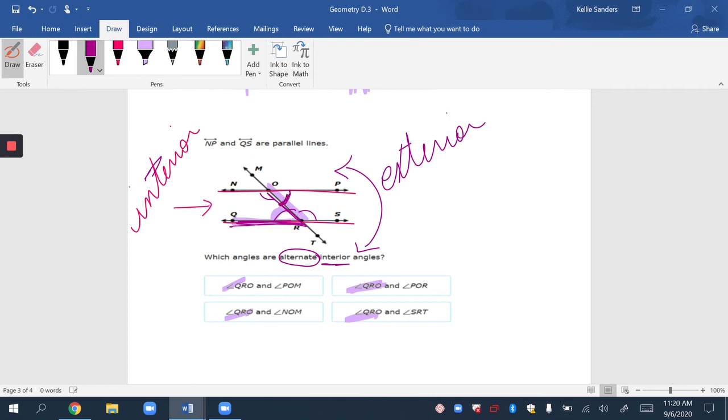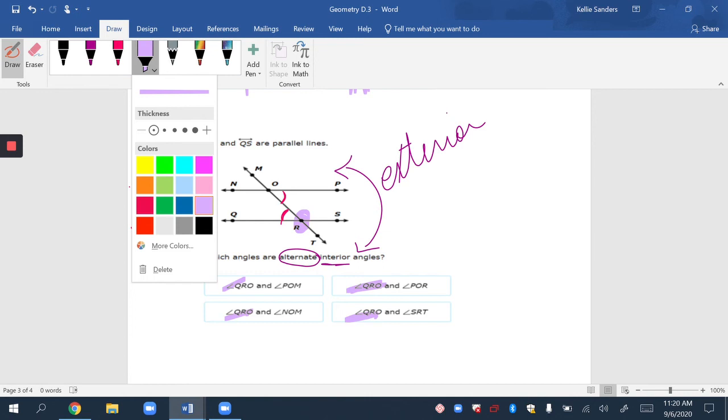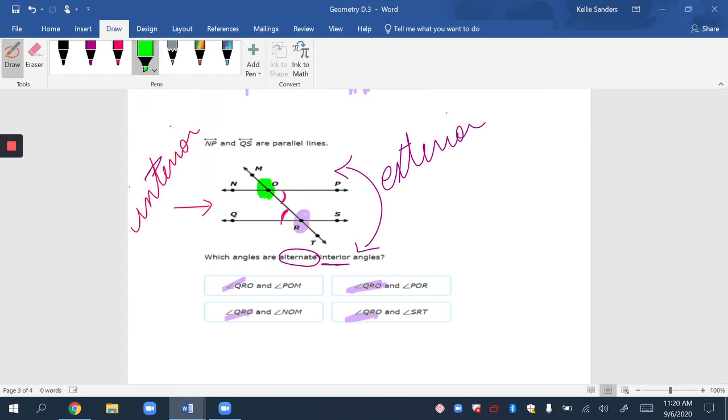So this angle right here, I'm going to erase everything now and start over. Here's QRO, and here's its opposite interior because it's in a different group and it's on the other side of the transversal. So P-O-R is the alternate interior angle for QRO.